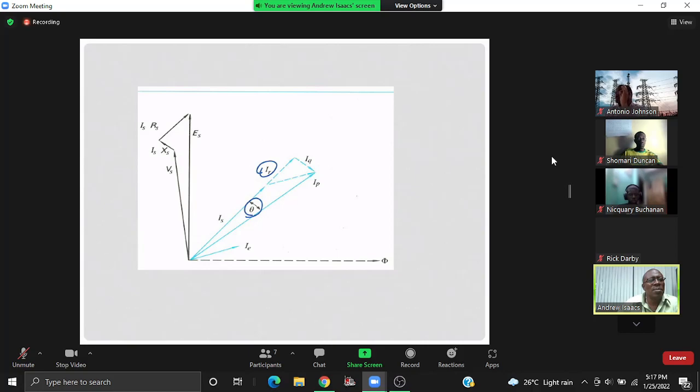I think I missed one here. But there's one that I have not mentioned. Just note this one. It's the composite error. Let's take a note of that. The composite error, we refer to that as the RMS value of the difference between the ideal secondary current and the actual secondary current.